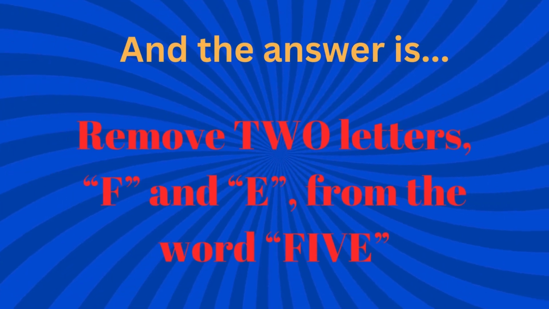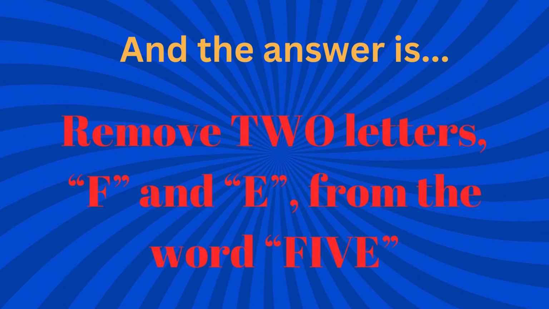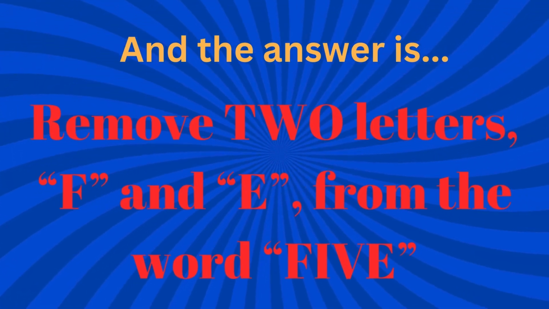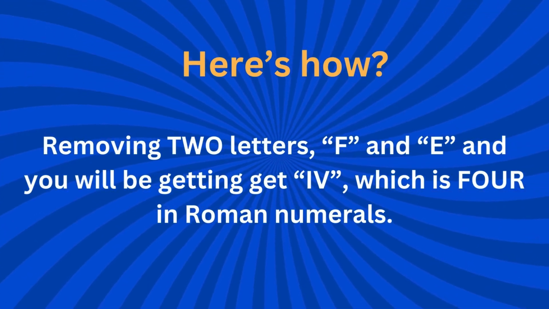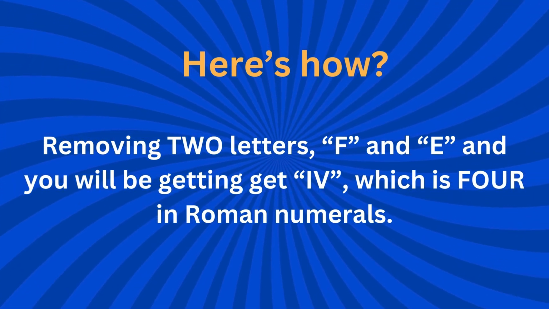And the answer is, remove 2 letters, F and E, from the word FIVE. Here's how. Removing 2 letters, F and E, you will get IV, which is 4 in Roman numerals.